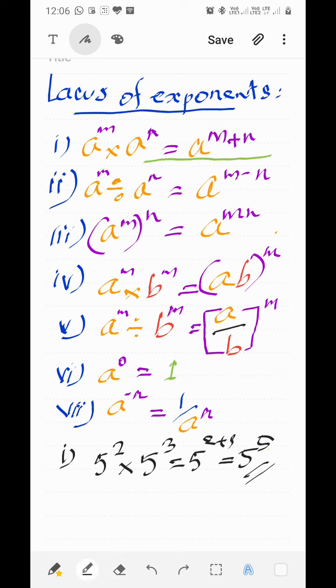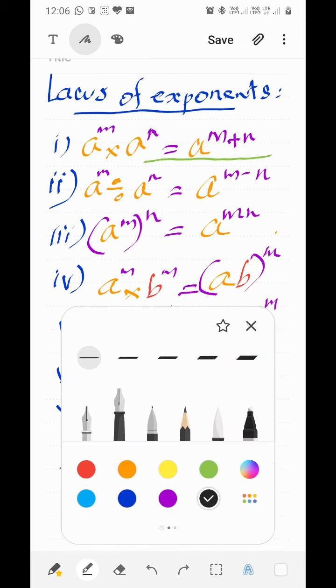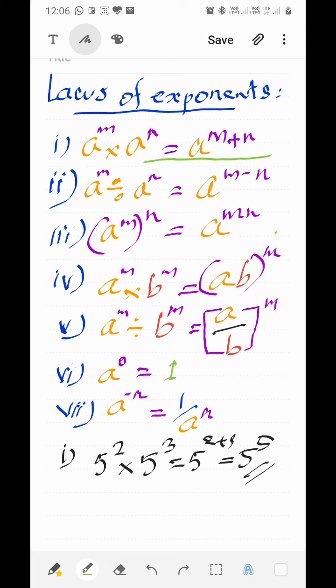Yes, the second example is a raised to m divided by a raised to n is equal to a raised to m minus n. Here a is the base, the same base, but different exponents. We are dividing them, a raised to m divided by a raised to n. So what comes as the answer? A raised to m minus n.